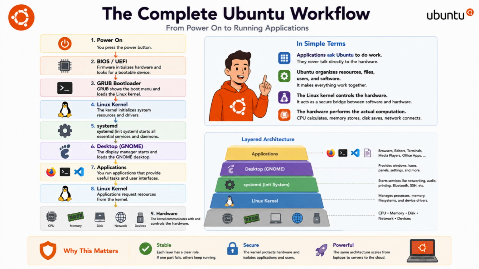To summarize, Ubuntu starts with the BIOS, GRUB, Linux kernel, and systemd before loading the desktop. Every application then relies on Ubuntu and the Linux kernel to manage hardware efficiently, making the system stable, secure, and reliable.